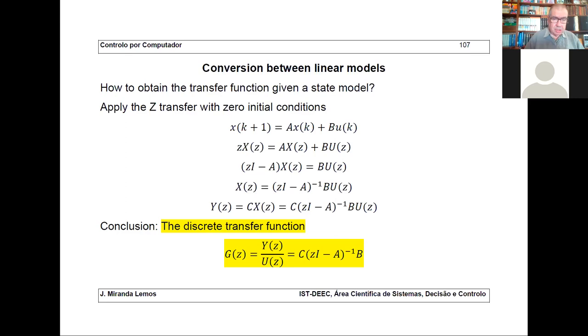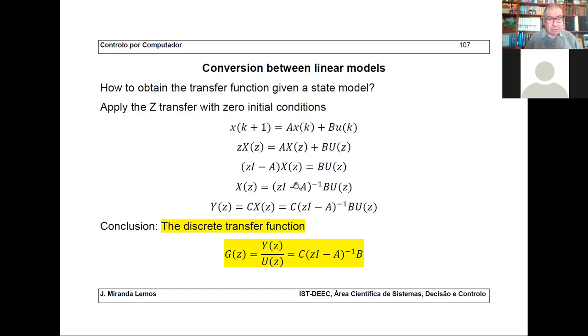So we apply the Z-transform to the state equation, and x(k+1) is nothing more than z X(z), okay? And then the Z-transform of Ax + Bu, since the Z-transform is linear, is nothing more than A times the Z-transform of x plus B times the Z-transform of u, okay? Now, with some algebra, I collect the terms in X, so zX = AX + BU is the same as (zI - A)X = BU, remember the I matrix, okay? Then I multiply on the left by (zI - A) inverse.